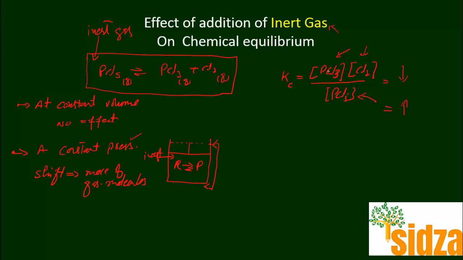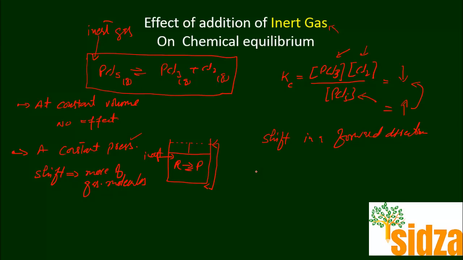So that means the concentration of PCl3 and Cl2 can increase only when the system shifts in the right direction, towards the right side of this equilibrium. Correct? So we can say in this case the equilibrium will shift in the forward direction, so that the equilibrium constant K will again increase and come back to the constant value. So the dissociation of PCl5 will increase by adding the inert gas.